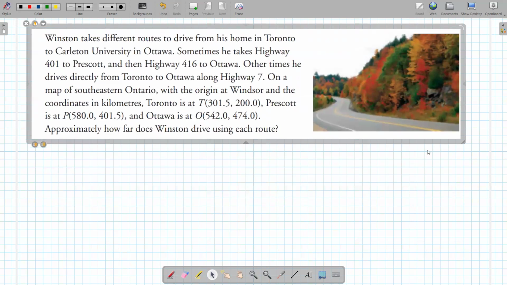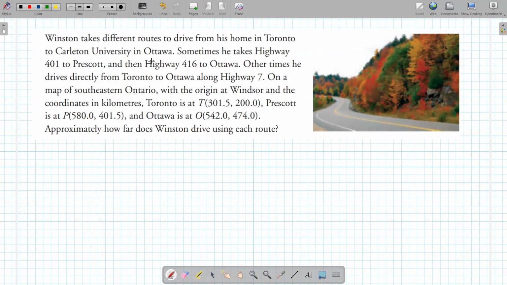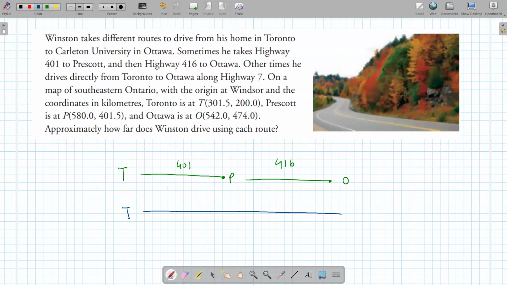So we're going from Toronto to Carleton University in Ottawa. Sometimes he takes Highway 401. So we're at Toronto, we go to Prescott, and then we go from there to Ottawa. Or he can go directly from Toronto to Ottawa using Highway 7. On a map of southeastern Ontario, with the origin at Windsor.